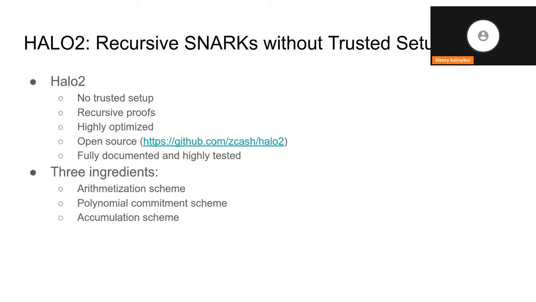And we're going to see today how this can be applied in real life problems, for instance, in layer 2 blockchains, and why it is important. Next, it's one of the most highly optimized, well documented and well tested frameworks.